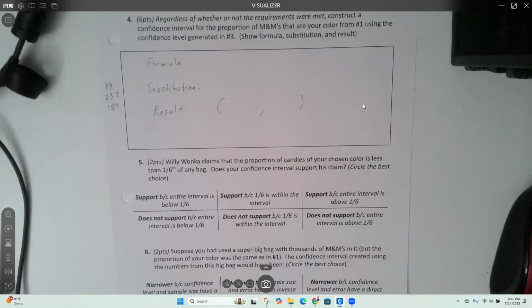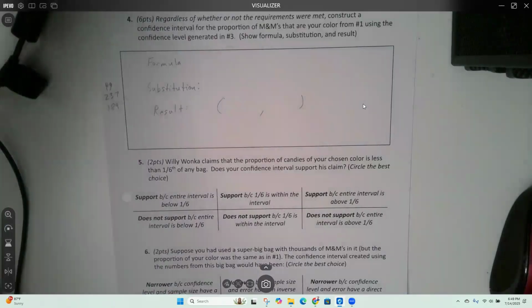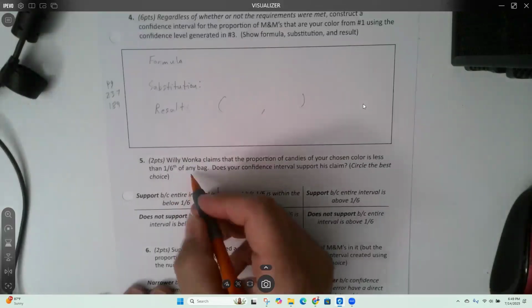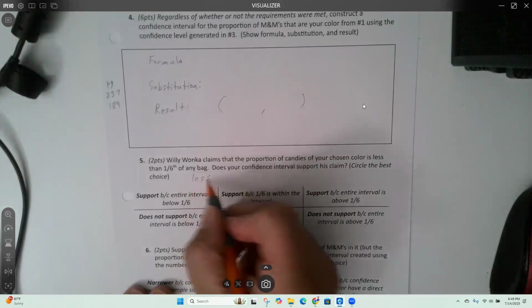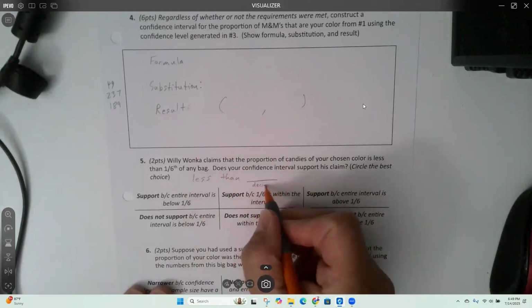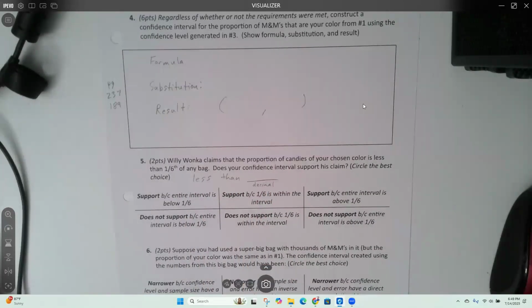M&M is owned by Mars Corporation. If Mars Corporation is making sure that every single color is produced in equal amounts, then Willy Wonka's claim is incorrect. But he's claiming that they're actually skimping on the yellow ones. They're actually making less yellow than the others. So in other words, he's saying that it's less than whatever the decimal is for 1/6. So we're going to check and see if that's correct or not.